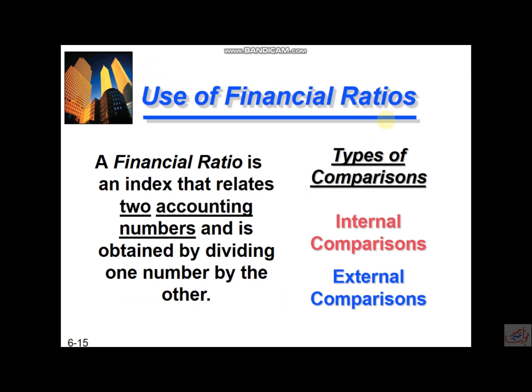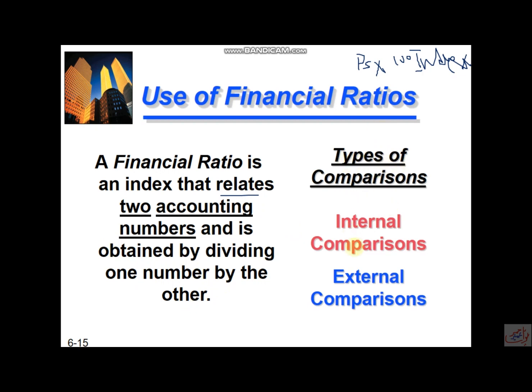Now we have another topic, which is the use of financial ratios. A financial ratio is an index. Let's suppose we have the PSX, Pakistan Stock Exchange 100 index. You have studied it in statistics, what an index is, which compares one thing with another thing. Let's suppose you are comparing A and B, so you must have an index, you must have a measurement rate. Okay, so a financial ratio is an index that relates to accounting numbers, and it's obtained by dividing one number by another.